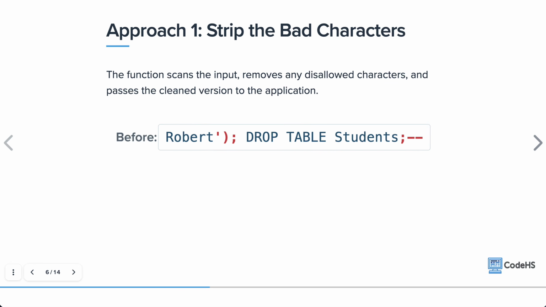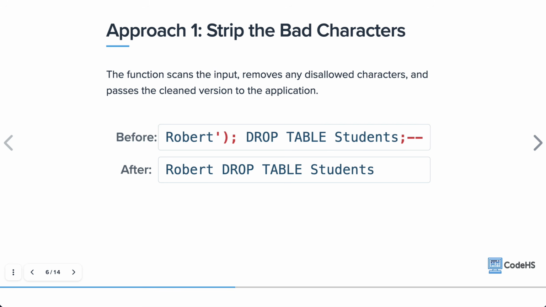The first approach is to scan the input, take out anything dangerous, and pass the rest along. The function scans the input, removes any disallowed characters, and passes the clean version to the application. On screen, you can see the Bobby Tables payload with the dangerous characters highlighted in red, a single quote, a closing paren, two semicolons, and a double dash. The after row shows what the input looks like after stripping those characters out. The dangerous punctuation is gone, but the surrounding text is left in place.